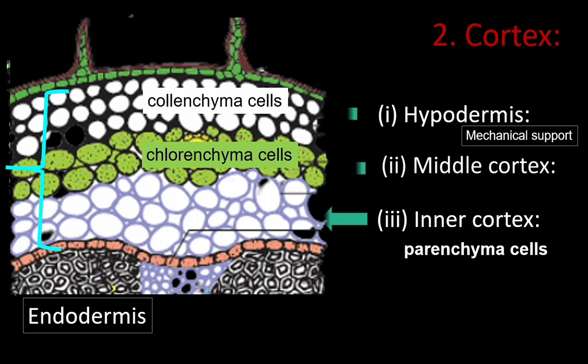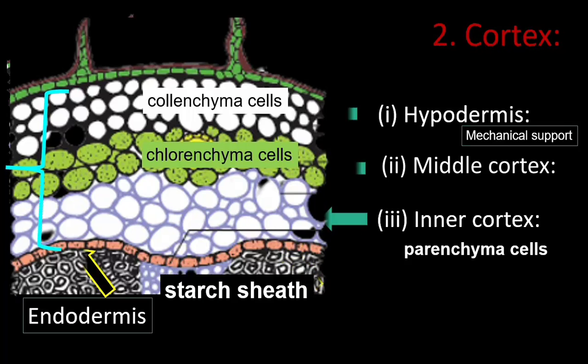The last layer of cortex is endodermis. We learned about endodermis in root also. Endodermis is made up of a single layer of parenchyma cells. These cells are barrel shaped. They are broad at the middle. Endodermis is made up of barrel shaped cells. These cells store more starch grains. So the endodermal layer is called starch sheath. Endodermal cells store starch grains, so this layer is called starch sheath.